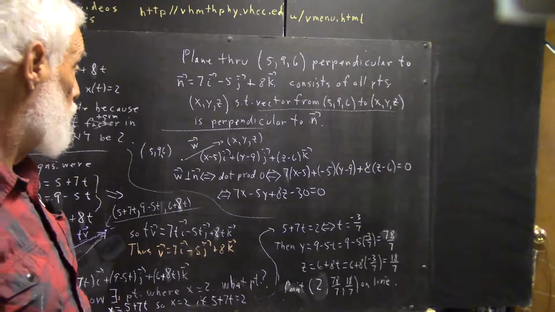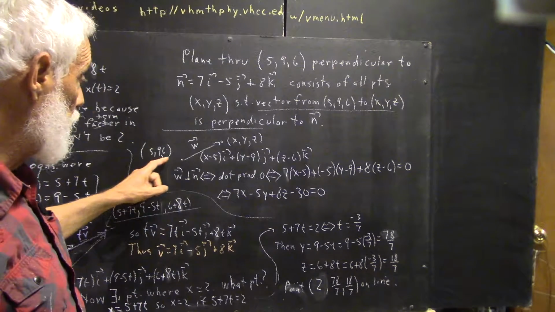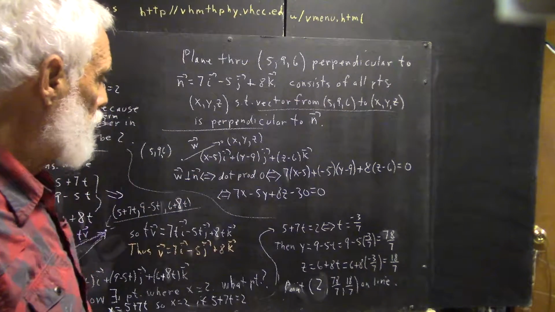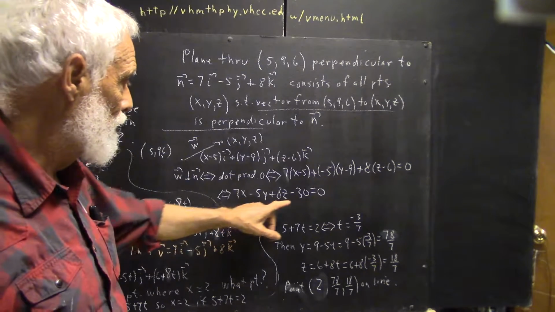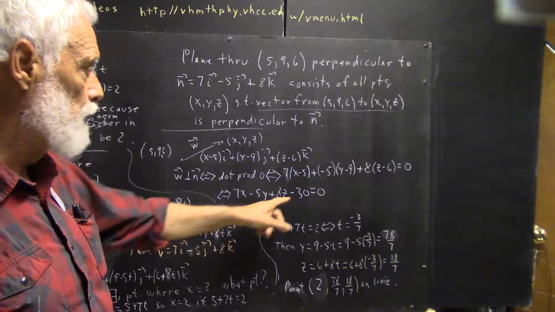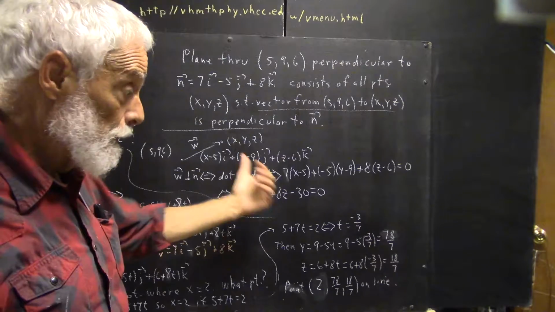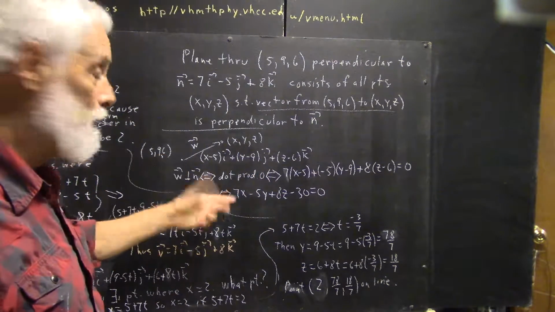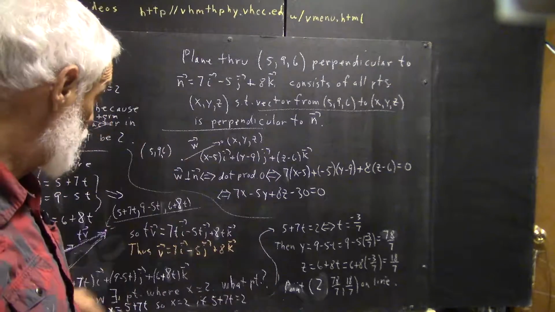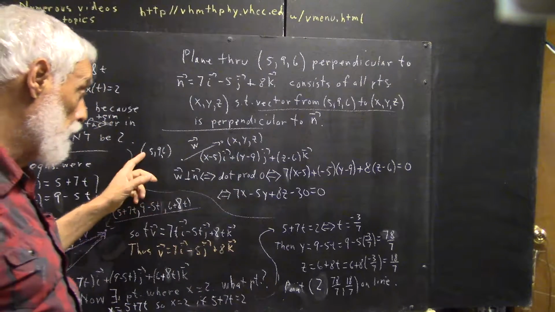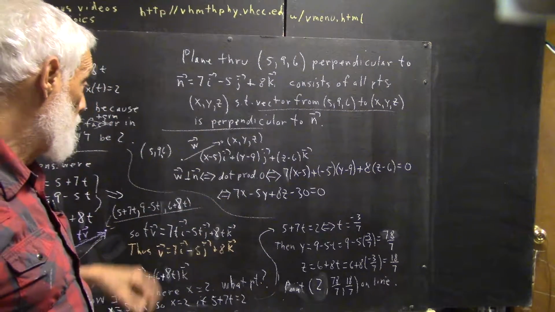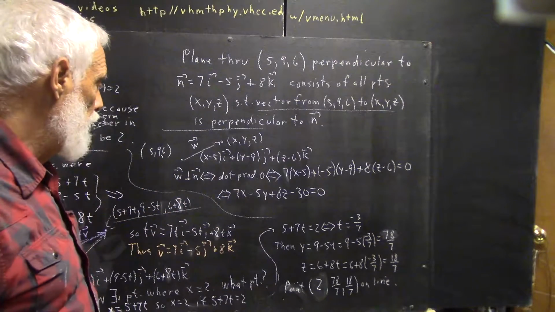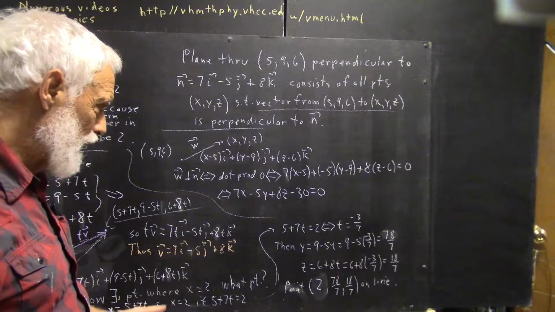Now, just as a quick check, let's make sure that 5, 9, 6 works. If we use 5, 9, 6 for our x, y, and z, what we get had better be 30. If it isn't, we're going to have to fix something. Okay, well, 5 times, and I don't know if it's going to work out or not, I did these calculations off the top of my head. So 5 times 7 is 35. 9 times negative 5 is negative 45, so that's negative 10.